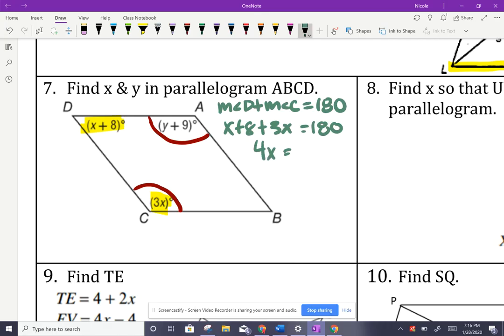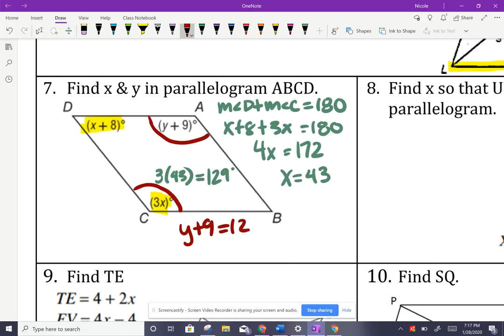That's going to give me 172 divided by 4, and x is equal to 43. Now x is equal to 43. I need to plug that in. So 3 times 43 is going to give me an angle of 129. Since this is congruent with y plus 9, I'm going to say y plus 9 equals 129. So y has to be 120.